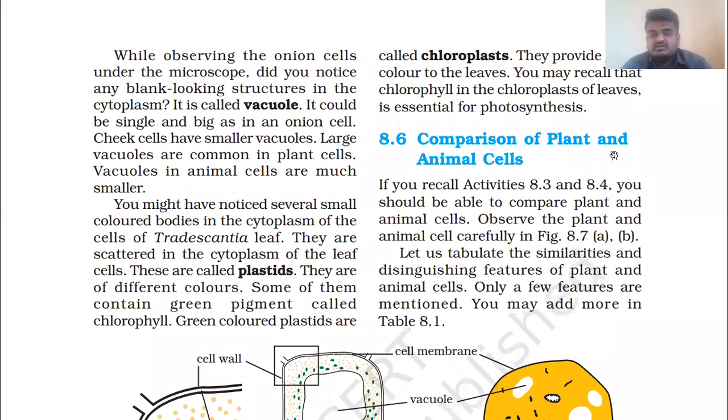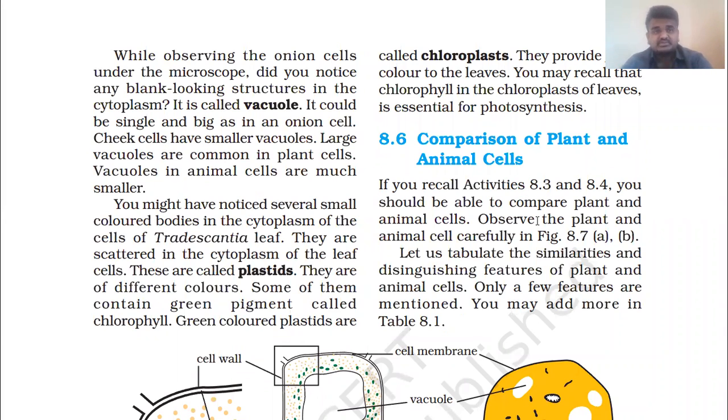In the last two sessions, we have discussed a number of parts of cells, in which we have discussed many different parts. But the main three components of the cell are the nucleus, the cytoplasm, and the third one is the cell membrane, or let's say you can call it the plasma membrane. So in this session, we will study the last topic remaining from this chapter, and that is the comparison of plant and animal cells.